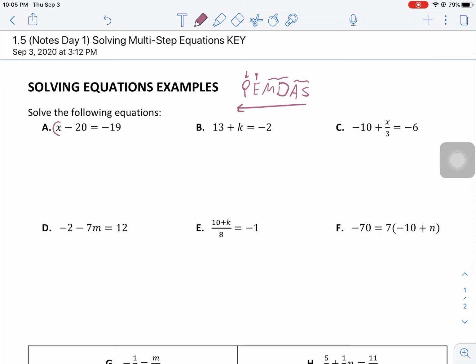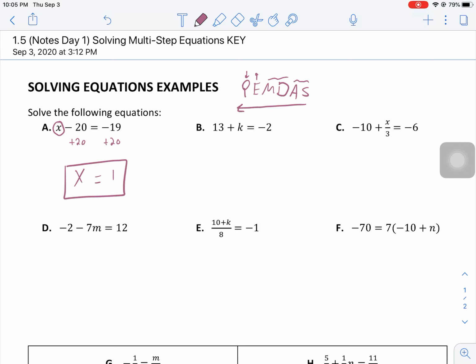When we're solving, we have to isolate the variable. So in this case, 20 is being subtracted from x. So in order to isolate it, we would have to add the 20 to the other side, right? The opposite operation of subtraction. So that would give us x is equal to 1. And then we're done. Okay, so that's not a multi-step equation, that's just a one-step equation. And that's okay, we're just warming up here.